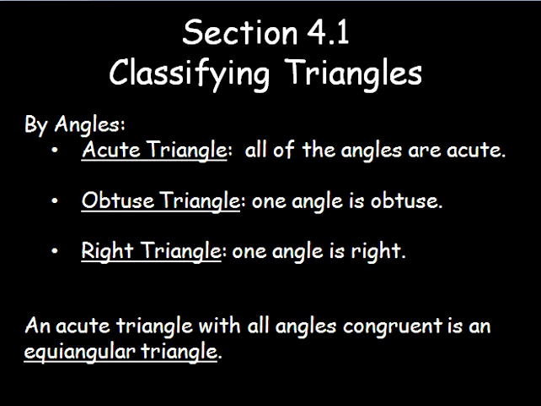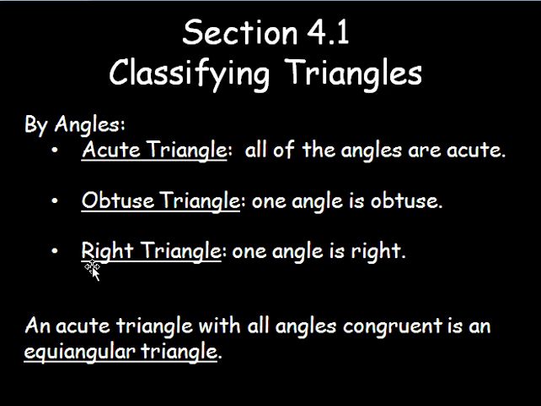We can classify triangles in several ways. One way is by angles. An acute triangle, all of the angles in the triangle are acute. That means less than 90 degrees. You could also have an obtuse triangle. One angle in the triangle is obtuse. Now keep in mind it's only possible for one of the angles to be obtuse.